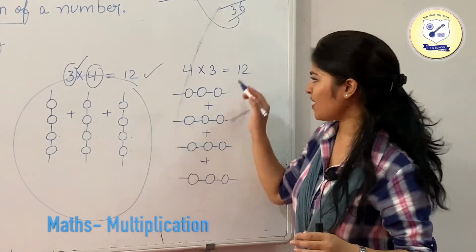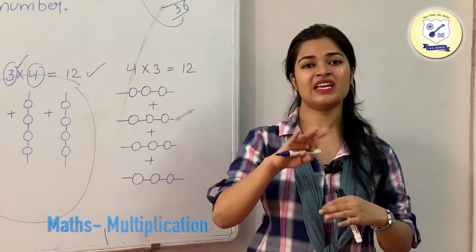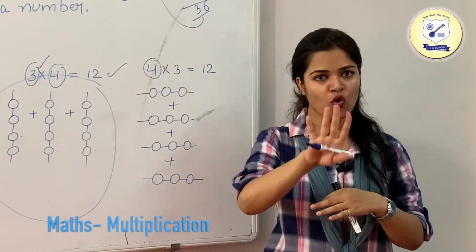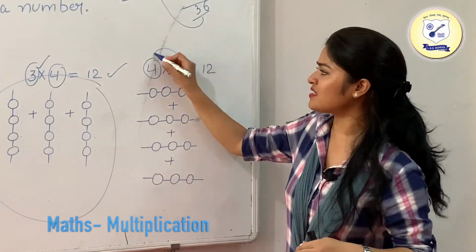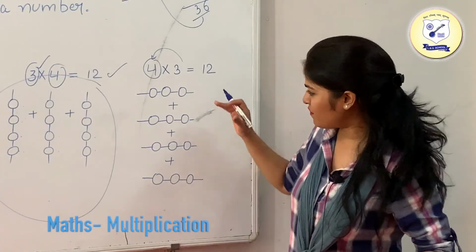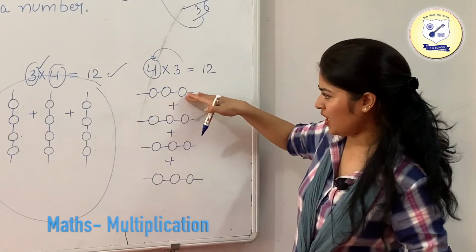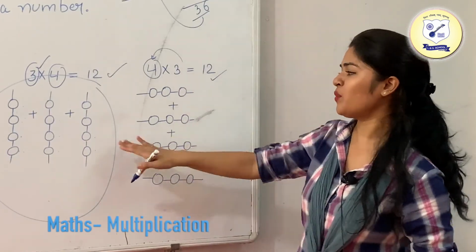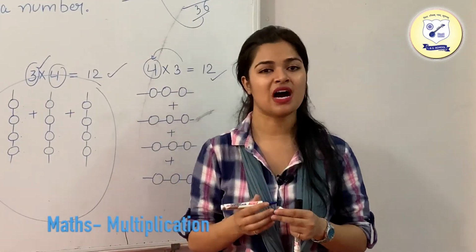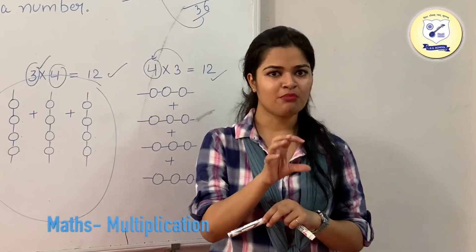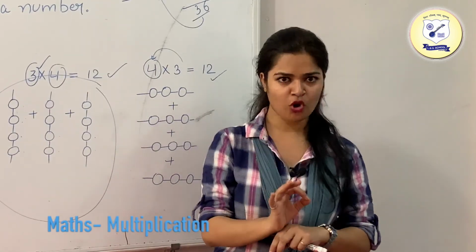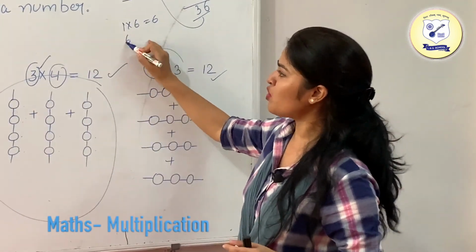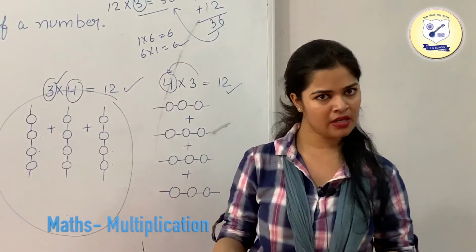Now similarly, I am taking the blocks of 3: 1, 2, 3, and I have added them 4 times, since we are now multiplying 3 by 4. So 1, 2, 3, 4, 5, 6, 7, 8, 9, 10, 11, 12. Now you can see that by doing both, we have got the same answer. If you multiply two numbers in any order, you will get the same answer. If you multiply 1 by 6, your answer is 6. If you multiply 6 by 1, your answer is also 6.